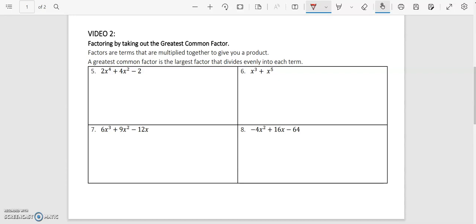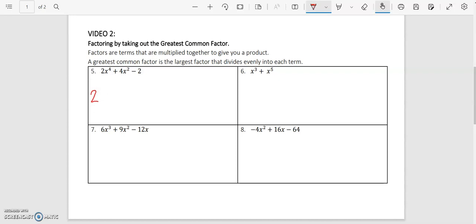So number 5, we've got 2x to the 4th power plus 4x squared minus 2. So what I first look at is your coefficients. These are your numbers, your numbers in front of your variables, or even your constant at the end. So we've got 2, we've got 4, and we've got 2. So we need to decide what is our greatest common factor between those three numbers. Our greatest common factor is going to be 2. That is the largest number that can divide evenly into 2 and 4. I'm going to write that off to the side. Our greatest common factor is 2.